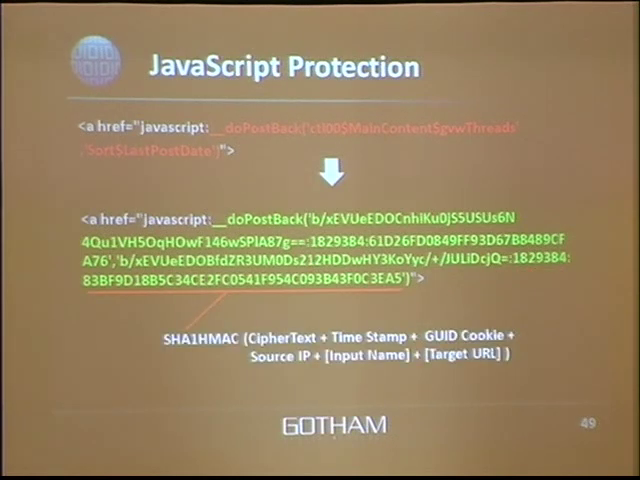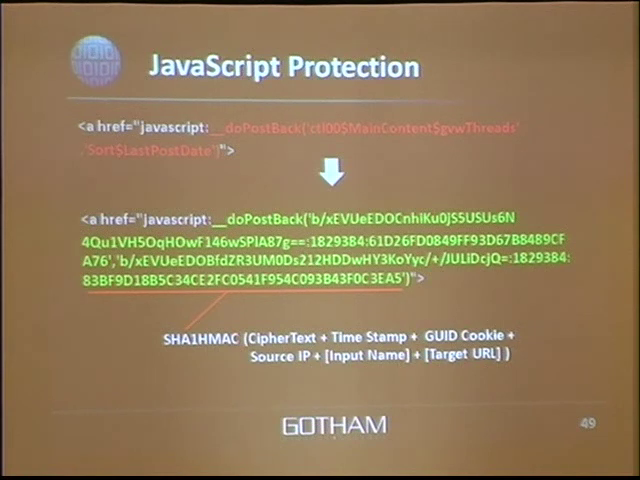And then, just like on the links, we generate a token. That token covers the integrity of the ciphertext to make sure no one messed with it, the timestamp to make sure it hasn't been altered, and then we tie that to the session cookie, which is that GUID, the source IP address, and then optionally, the input name and the target URL if we have that information. So we do have the input name here, which is event target and event argument.